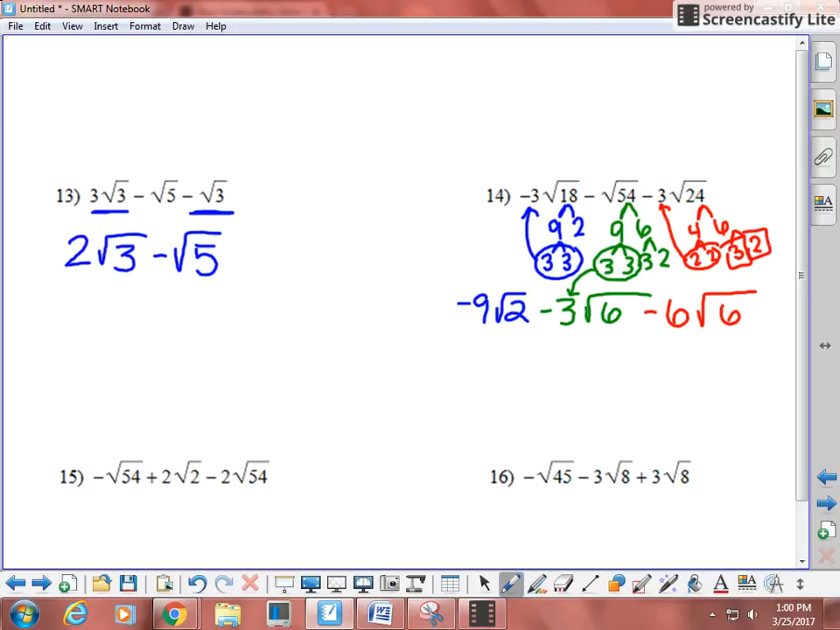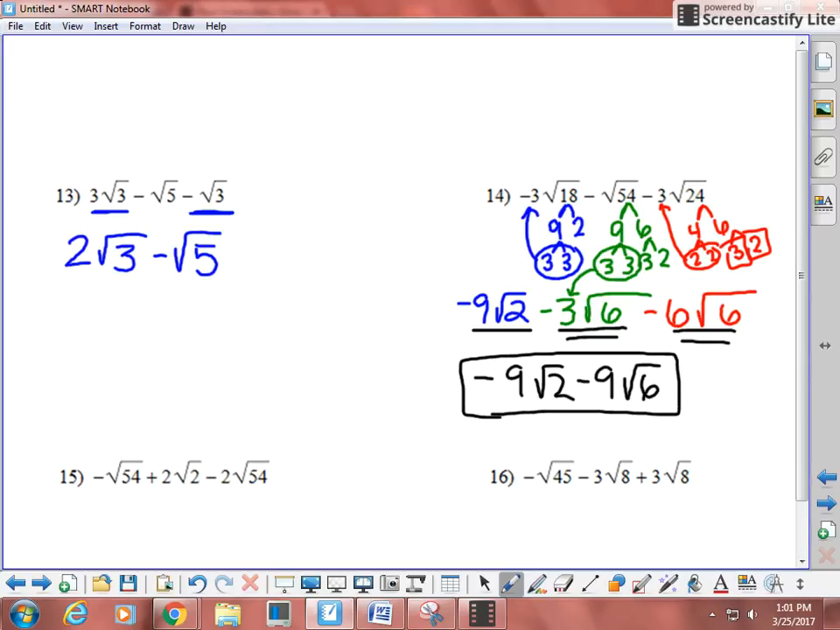Now I can go ahead and look for things that are alike that I can put together. These are both the square root of 6, so they can go together. Okay, so I have a negative root 3 of them and a negative root 6 of them, so that gives me a negative 9 root 6. And this is going to stay exactly the same because I can't put it together. So this is your final answer.